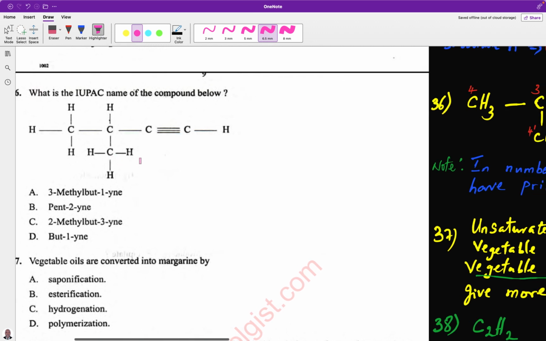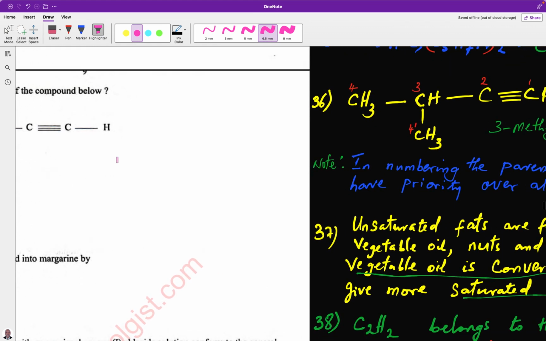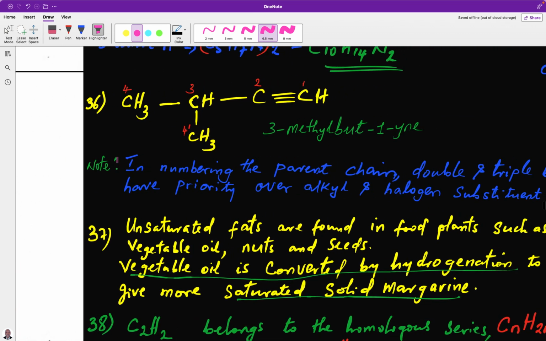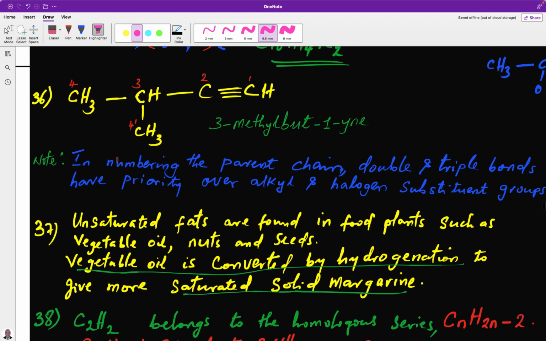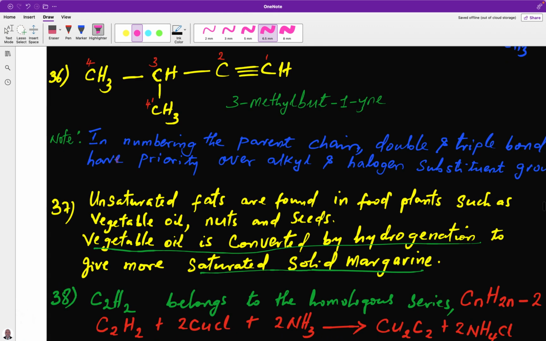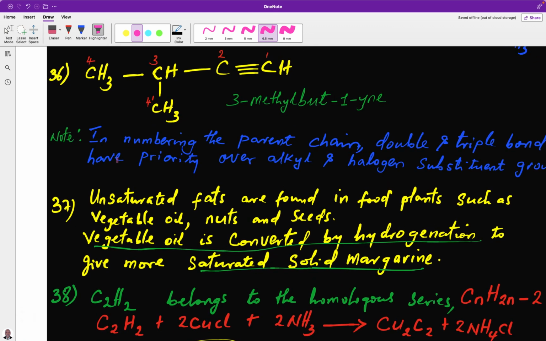Now, let's rewrite this and follow the IUPAC system of nomenclature in writing this. This is compound 36, and how do we do this? First of all, we have to identify the functional group. The functional group here is an alkyne, that is a triple bond. That is the functional group. And we will have to start naming from where the functional group is.